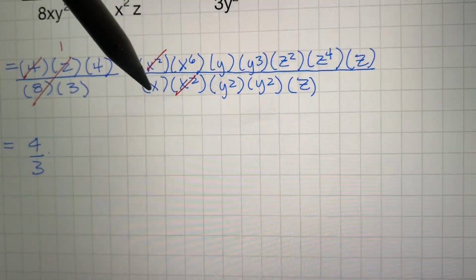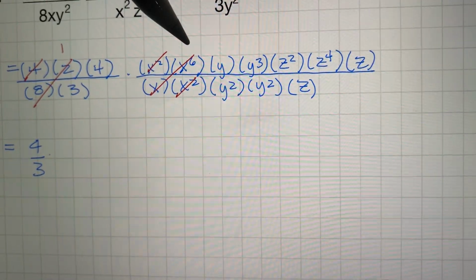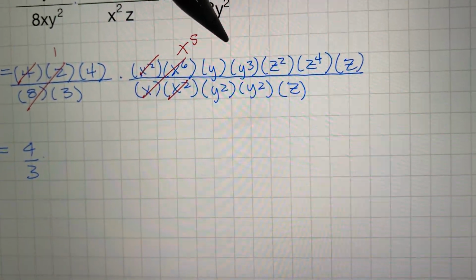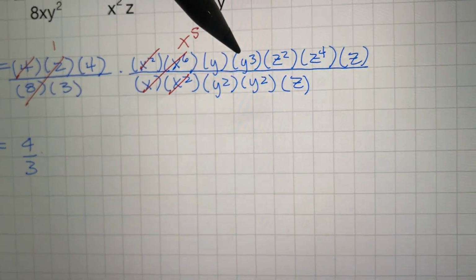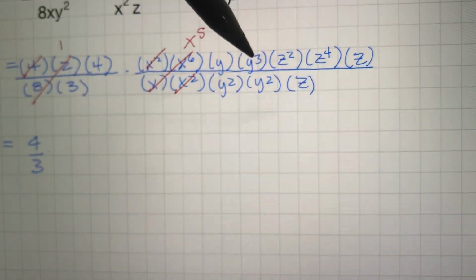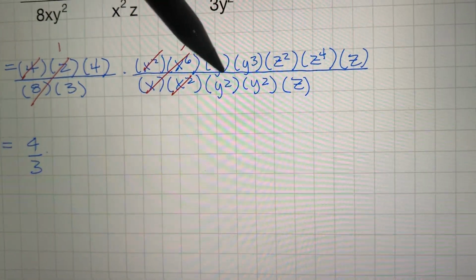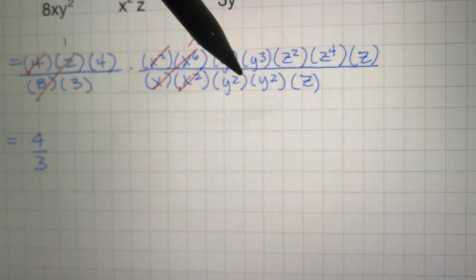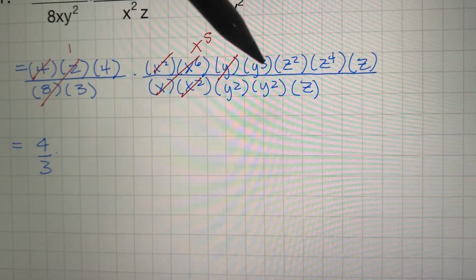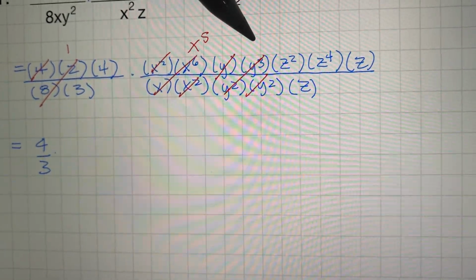x to the sixth over x, that gives me x to the fifth power, then y times y cubed, that's the same as y to the fourth, over y squared times y squared, that's y to the fourth. So these four terms become 1.